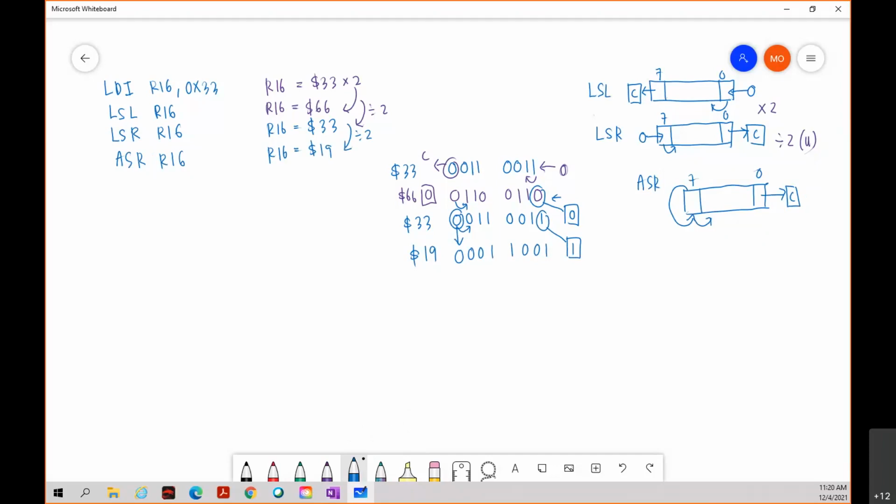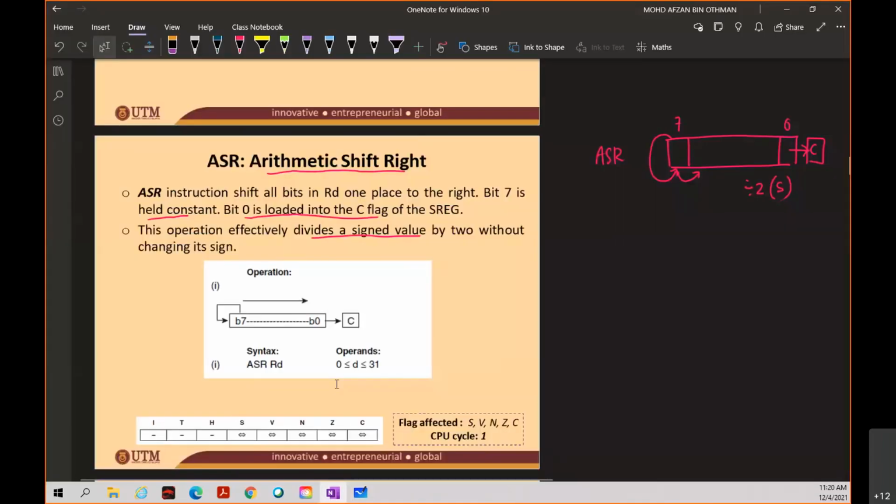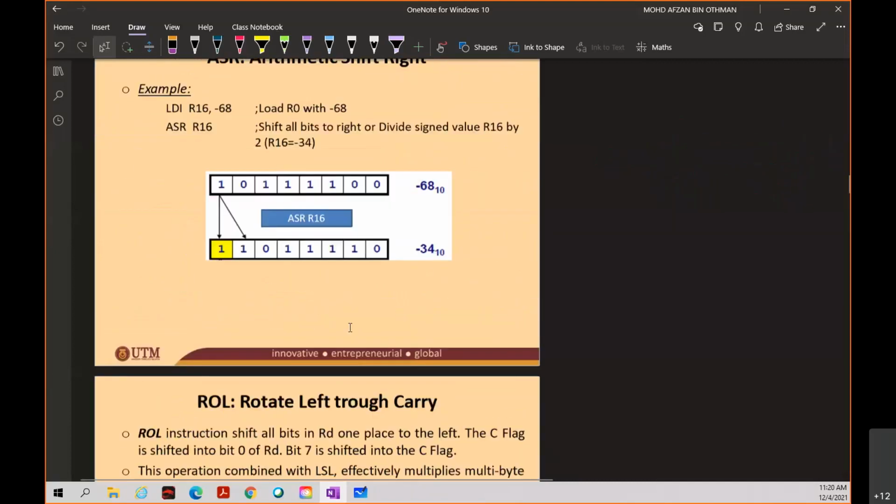Okay, 33 bahagi 2, and then you get 1, 9. So betul lah. Okay, so the answer is correct.